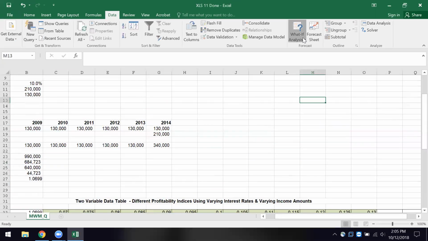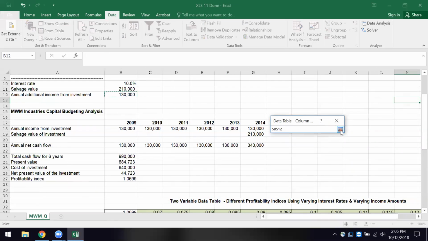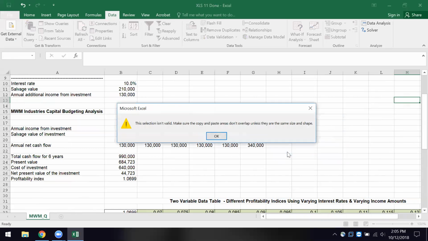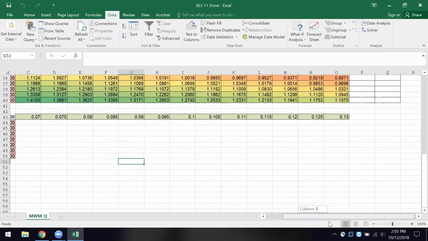All right. I'm going to do the data table. And my row input cell is B10. All right, and my column input cell is B12, okay? And I'll click OK. Unless they're in the same size or shape. All right, well, let's just do this. We've got everybody over to 13.